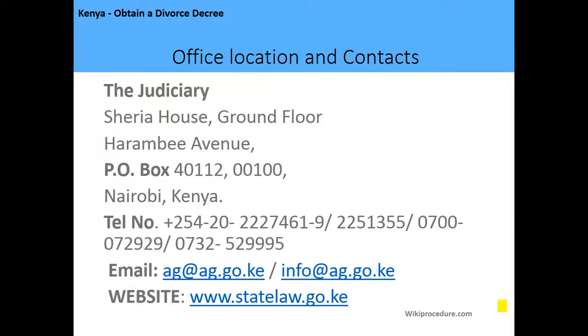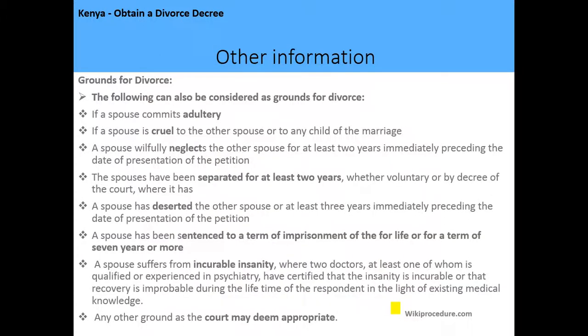The judiciary office is located at Sharia House, Arambe Avenue, on the ground floor, the same building hosting the Registrar of Marriages, and you can also visit them through their website at www.statelaw.go.ke.